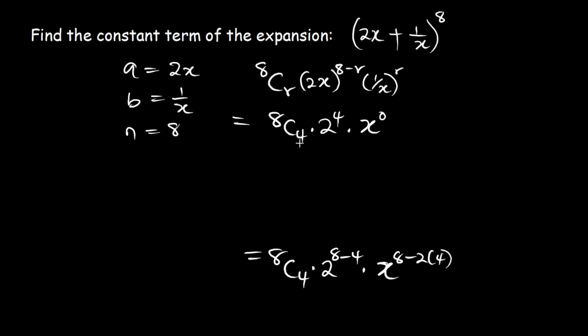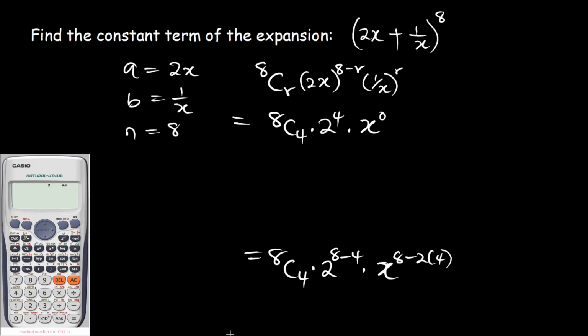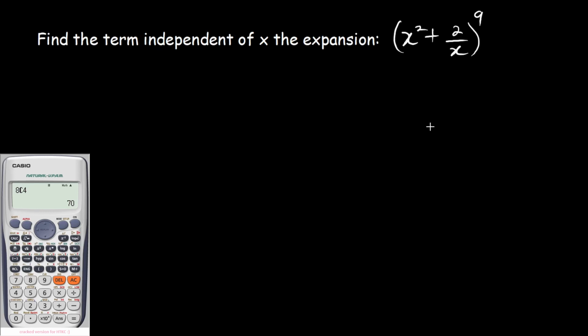Now, if you don't know how to find 8 combination 4, you can always use your calculator to do that. So if we find 8 combination 4, that will give us 70. So we'll have here 70 times 2 raised to the power of 4, which is 16, times 1, and that will give us 1120 as the answer. Let's take one more example.